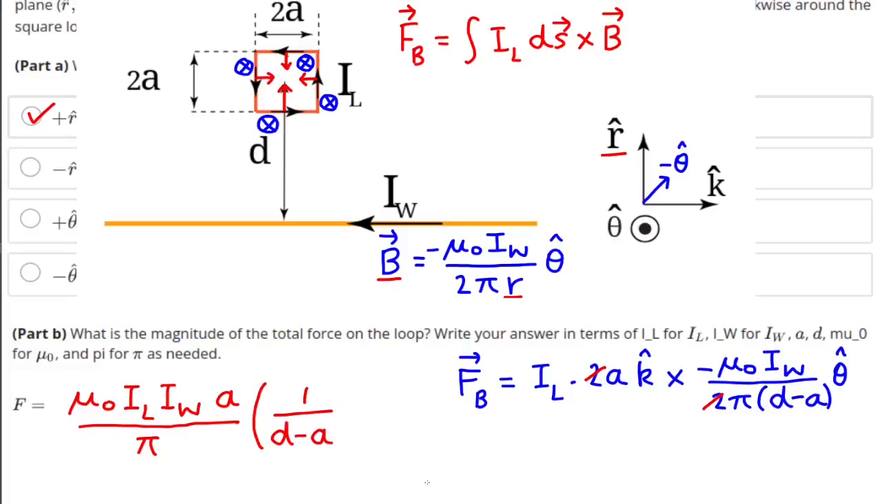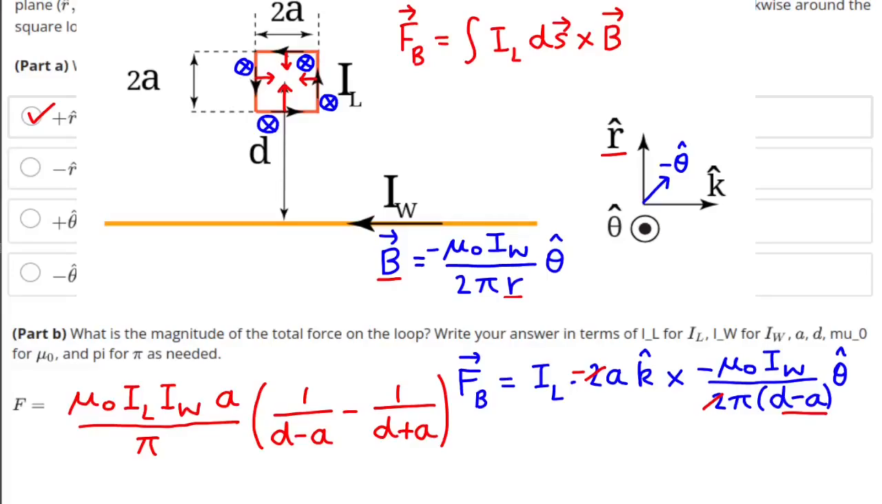And the magnetic force in the top part of the wire acts in the opposite direction, so the only thing that's going to change is the direction of the length vector, which is negative, and the distance of that part of the loop, which is D plus A. So we get a -1 over D plus A. And that's the magnitude of the total force on the loop, because the forces on the left and right part of the loop are equal in magnitude and opposite in direction.